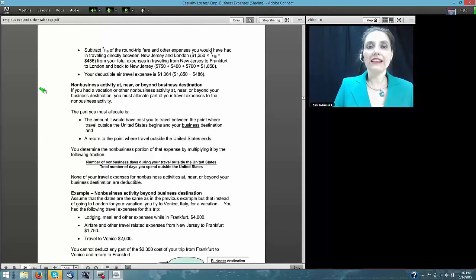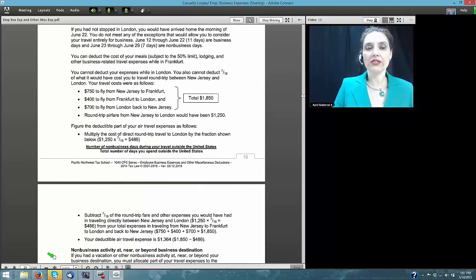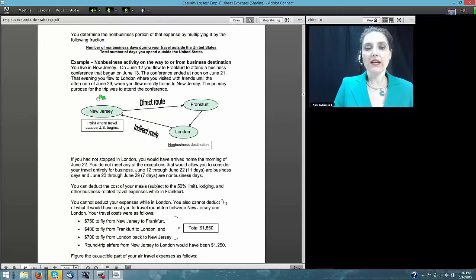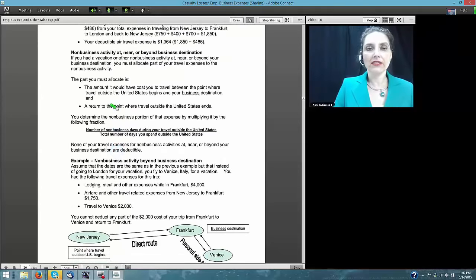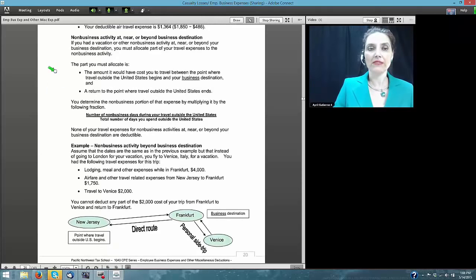Non-business activity at, near, or beyond the business destination. So in this illustration, we went to a business location and then we took an indirect route back home again. We compare that to this next concept, which is you have a non-business activity that is at, near, or beyond the destination. If you had a vacation or other non-business activity at, near, or beyond your business destination, you must allocate part of your travel expense to the non-business activity.